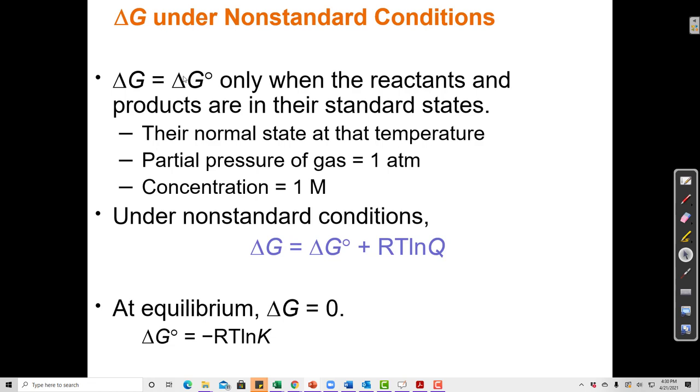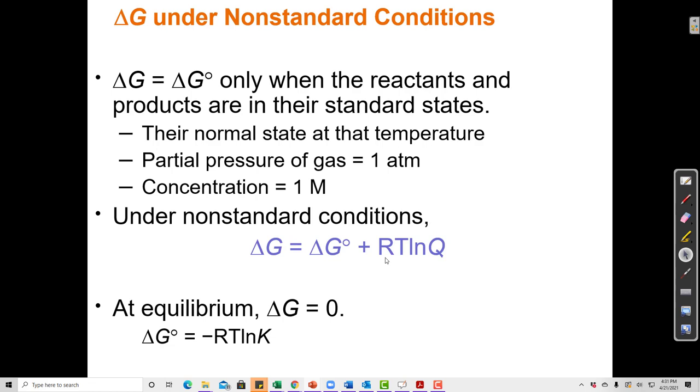How are they related? Delta G under non-standard conditions equals delta G naught under standard conditions plus RT ln Q. The only things that are different about non-standard conditions are that the temperature might change, I might not be at 25 degrees C, or the concentrations might change. I might not be at 1 atmosphere, or I might not be at 1 molar. Those are the two things I can change that would change the value of delta G if it's not at standard conditions.